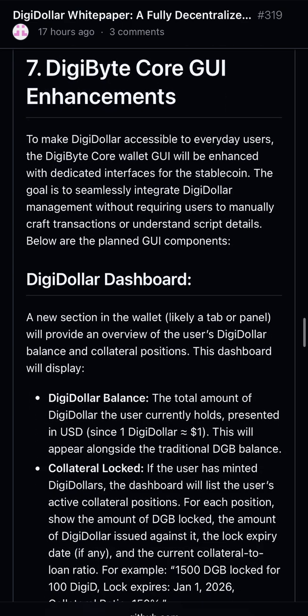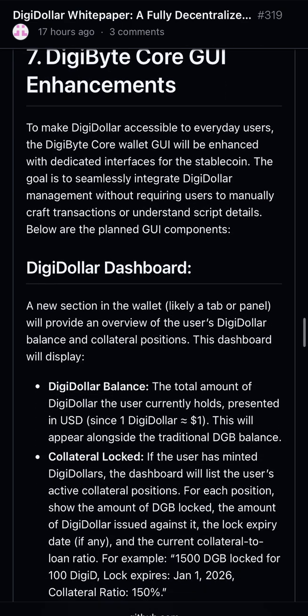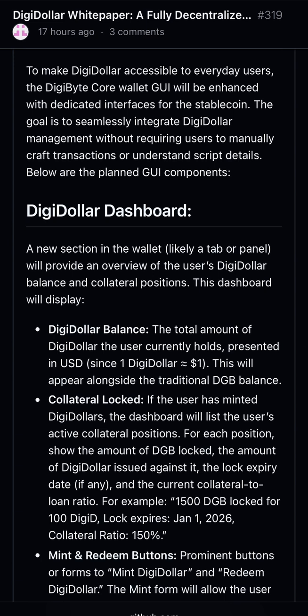7. DigiByte Core GUI enhancements. To make DigiDollar accessible to everyday users, the DigiByte Core Wallet GUI will be enhanced with dedicated interfaces for the stablecoin. The goal is to seamlessly integrate DigiDollar management without requiring users to manually craft transactions or understand script details. Below are the planned GUI components.